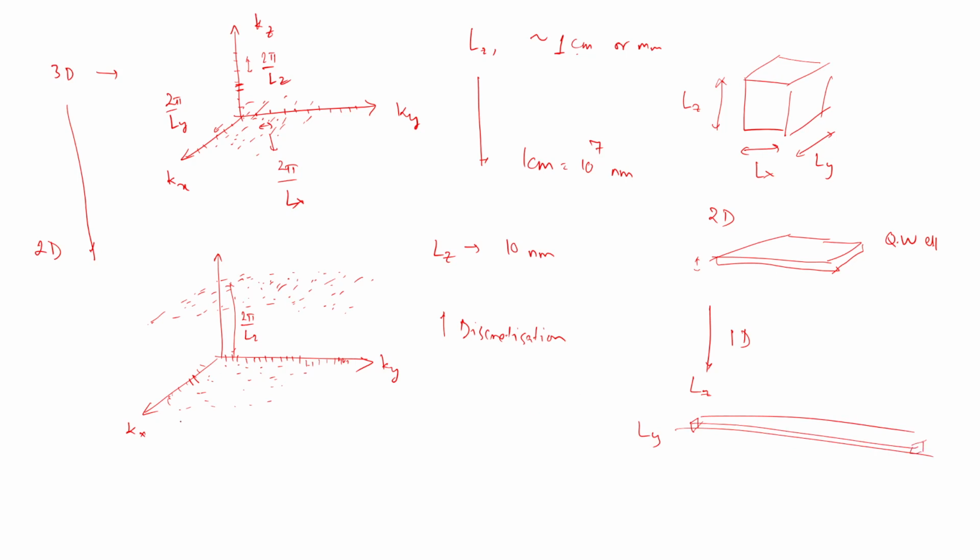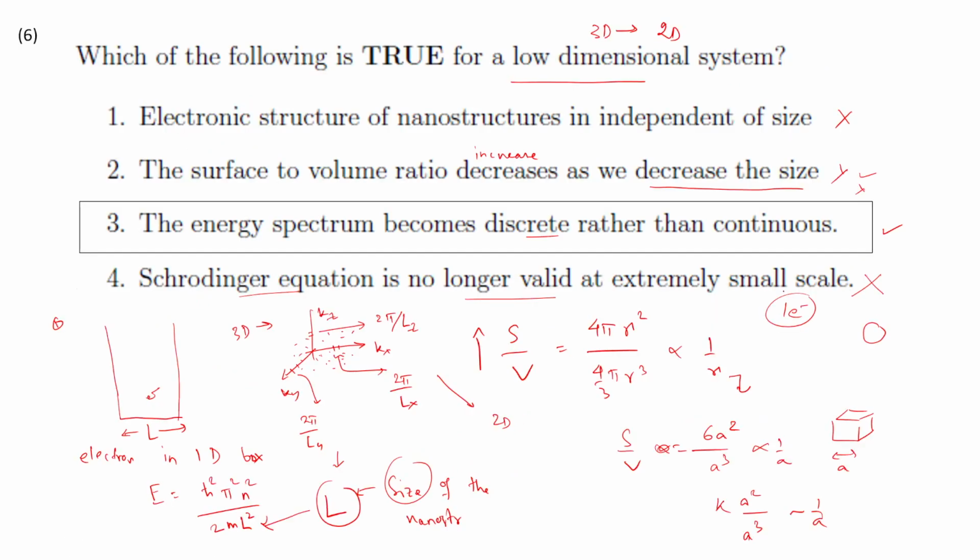In that case what will happen? Suppose if you make this Ly to be very discrete, okay, then you will have something like this. So the energy states become more and more discrete as you lower the dimension. So that is why this is the only true statement. I hope this point is clear.